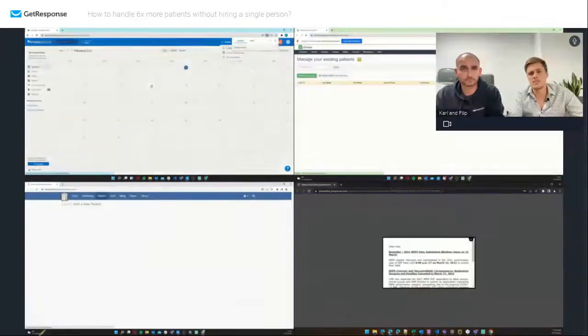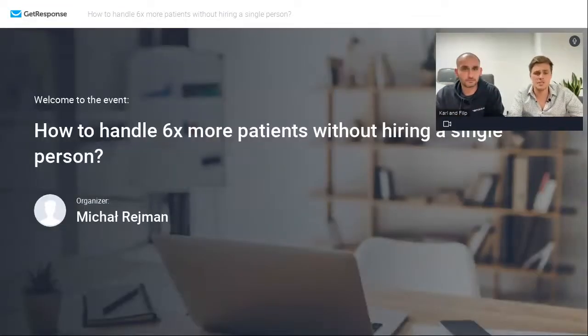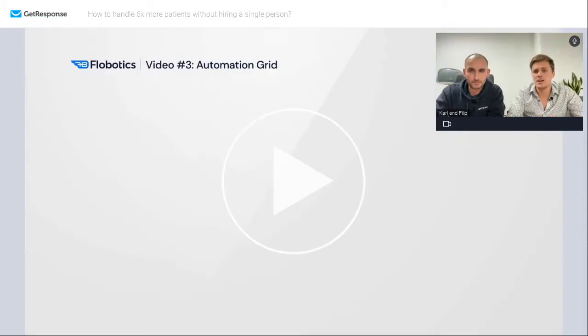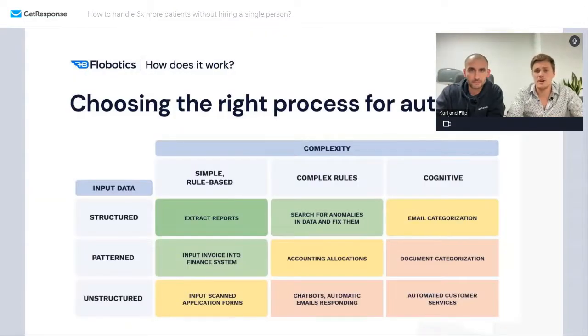All right, let's get back to our presentation. I think it's a little overwhelming looking at all of these robots working at the same time. So let's talk about it. It seems like robots can almost do anything. So let's think how to choose a good process for automation, Karl, because it seems like it can do almost everything. So how do I choose the right process to automate? What do I start with?